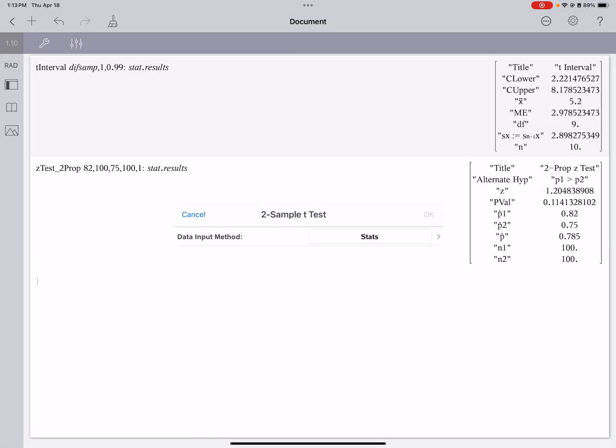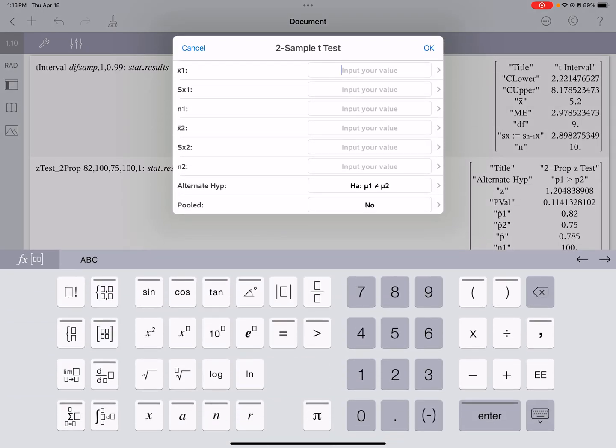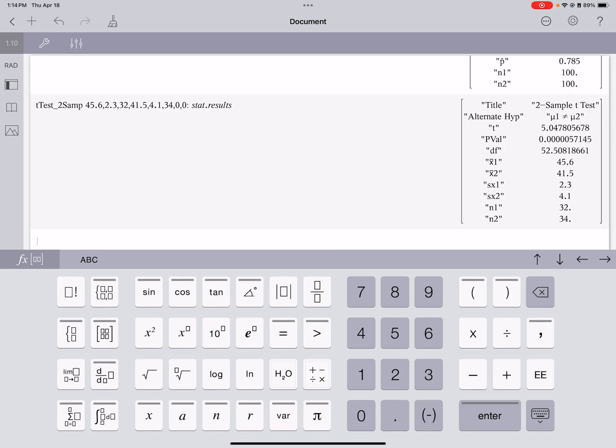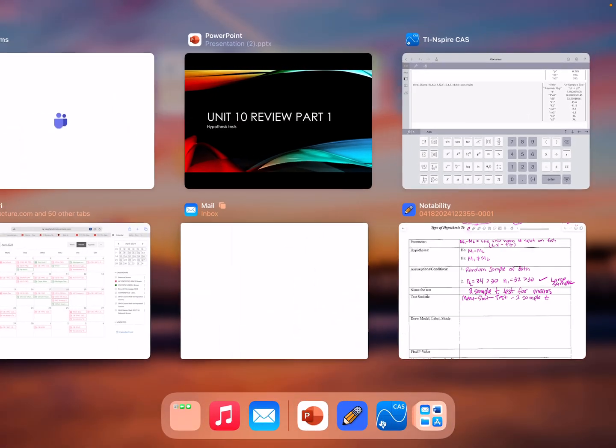I'm going to do statistics because I don't have any data. So my stats: my X1 bar, I already circled, that was 45.6. My S1, which I gave you, 2.3. My N1 is 32. My X2 bar is 41.5. My S2 is 4.1, which I had to give you later, and then the N2 is 34. And it is a not equal to because that's what it asked for, and here we go. So T is 5.4, and the p-value is really tiny, so basically 0.